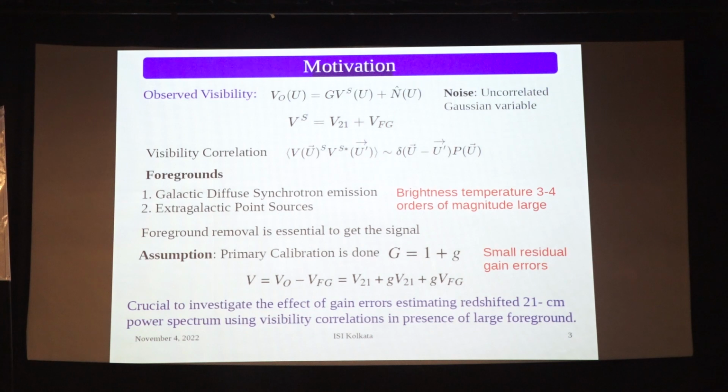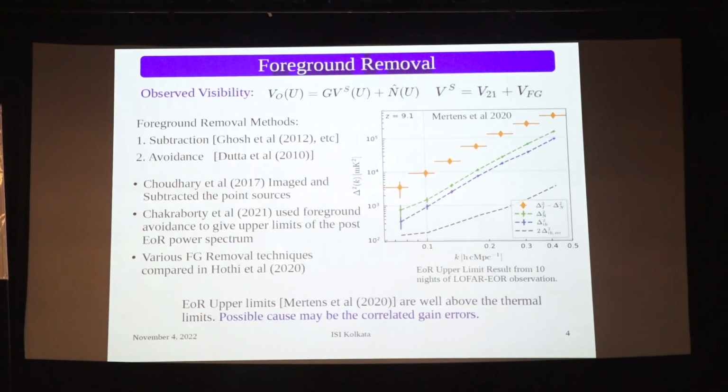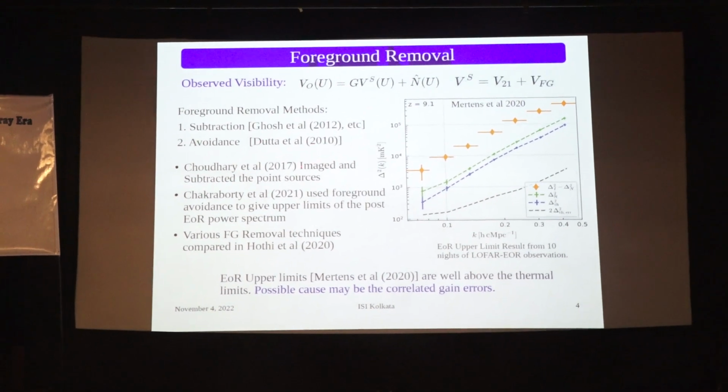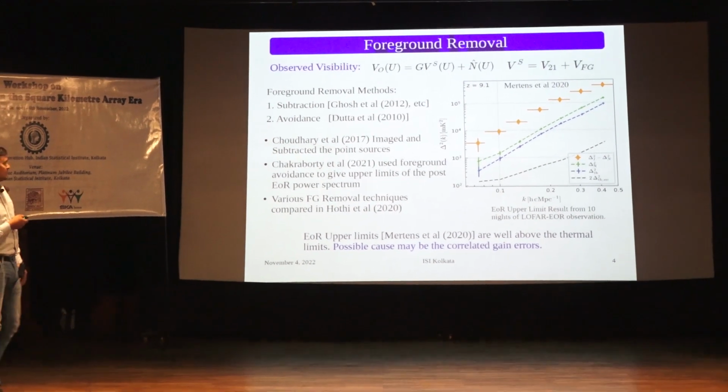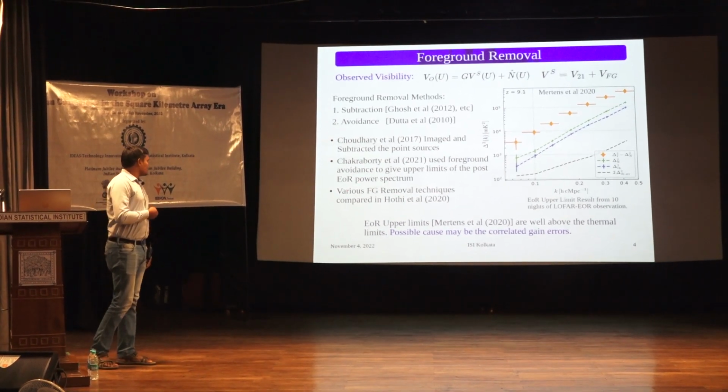So we will have a bias in the power spectrum, and these errors will also enhance the error in the power spectrum estimates. So it is very crucial to investigate the effect of these gain errors, characterize them and estimate their effects in the power spectrum estimators, especially in the presence of large foregrounds, which we have in the case of epoch of reionization experiments. There are various foreground removal methods like foreground subtraction and avoidance, and a lot of effort has been dedicated to studying these foreground removal strategies. So I won't go into detail of these.